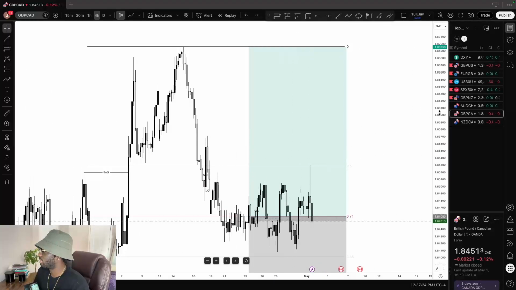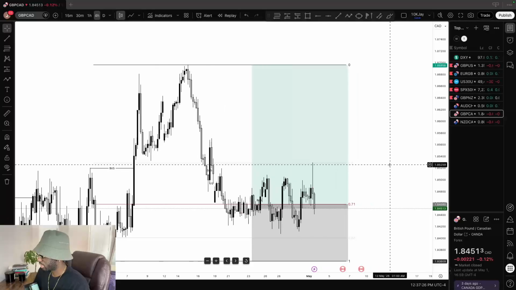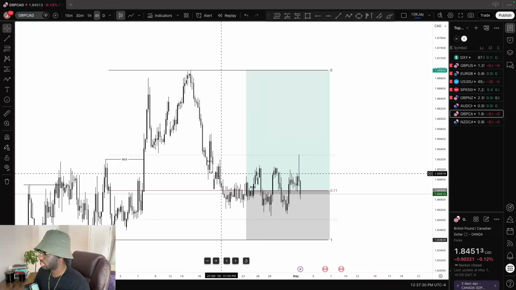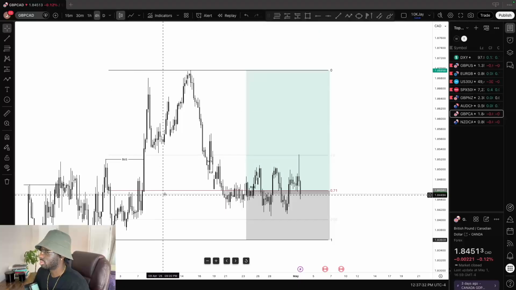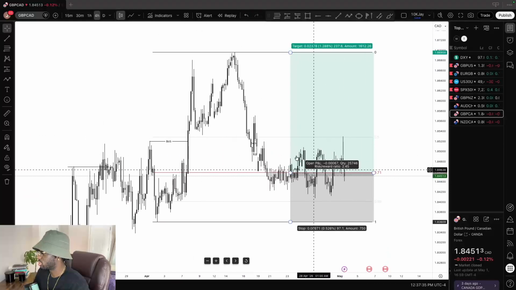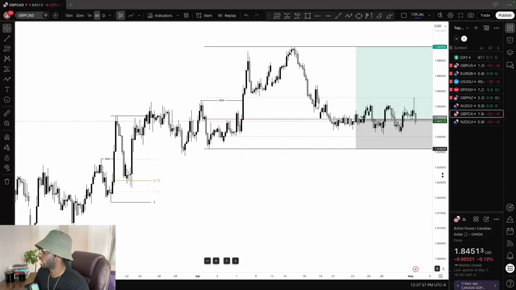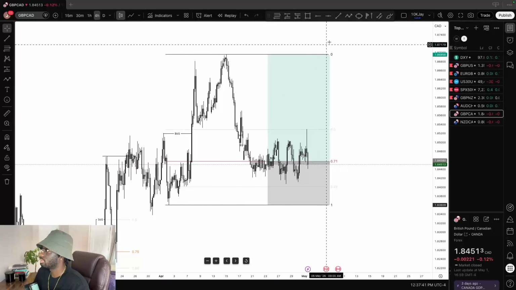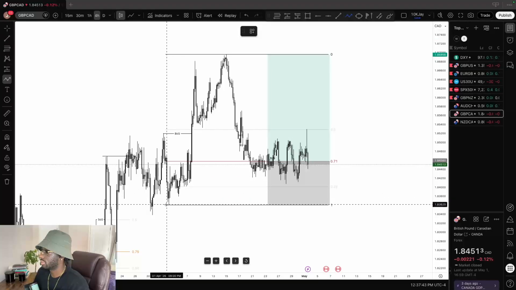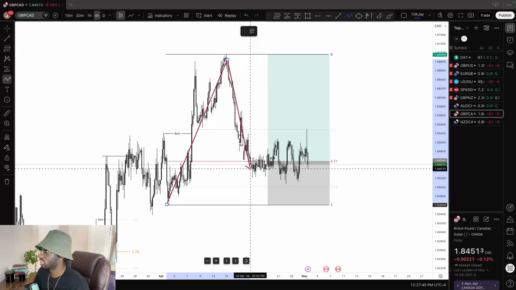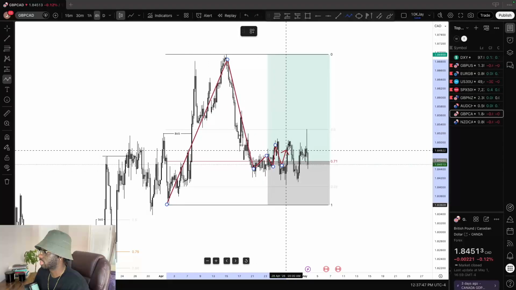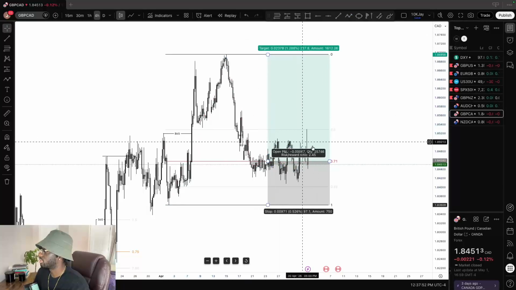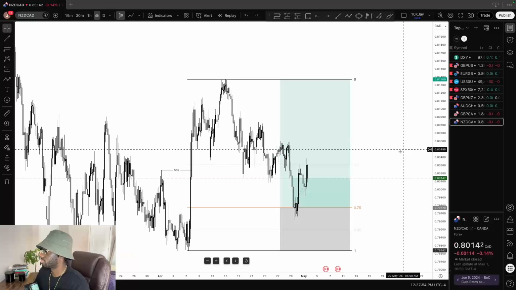GBPUSD. I've been in this trade forever, so I'm just watching it. I'm not really interested in it anymore. But this was a nice setup. Price is just acting up for some reason. But we had this nice uptrend. Good break of structure. Retrace. And now we're just stuck in consolidation. So we'll see what happens with that.